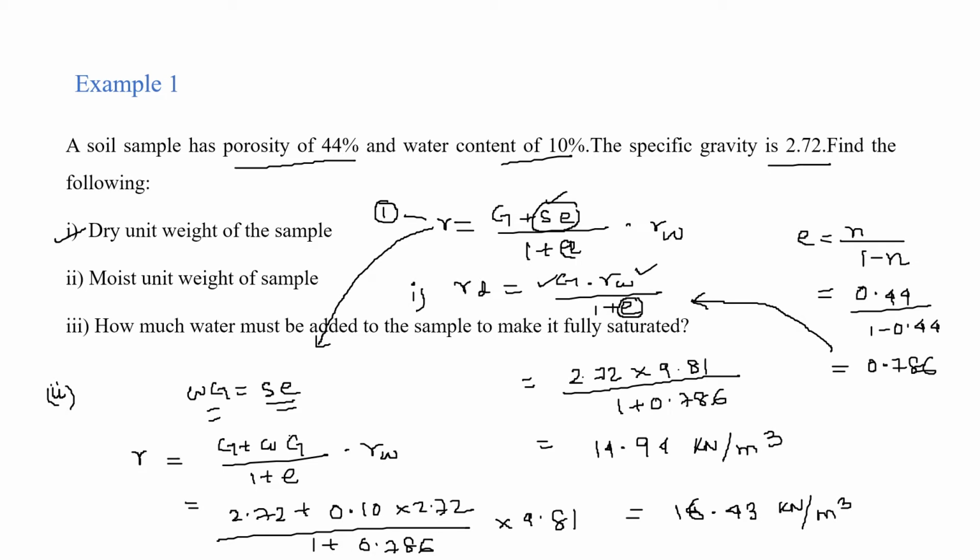Now we need to find out what water to add to the sample which will make it fully saturated, right? So for fully saturated, let us find out what is now gamma saturated. We know gamma saturated is (G plus Se) divided by (1 plus e) times gamma water, the unit weight of water. So S is here 1 or 100%, right?